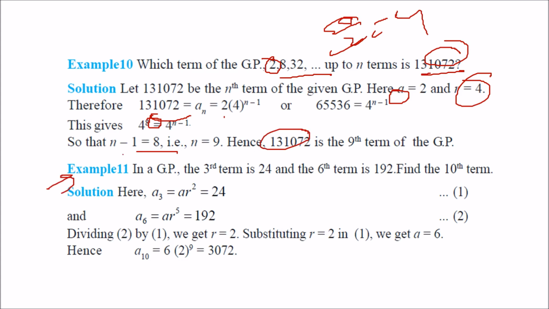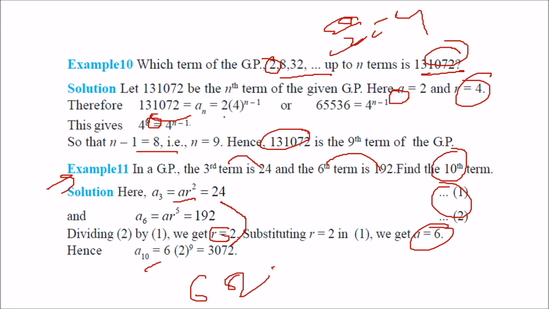How about this one? In a GP, the third term is 24, the 6th term is 192. You have to find the 10th term. So the third term is AR square, because it is AR to the power 3 minus 1. A6 is AR to the power 5. Now you can divide these two. If you divide these two, you get R equal to 2, and you substitute it anywhere, you get A equal to 6. So the 10th term is 6 into 2 to the power 9, that is 3072.